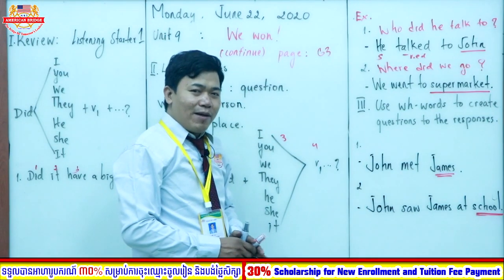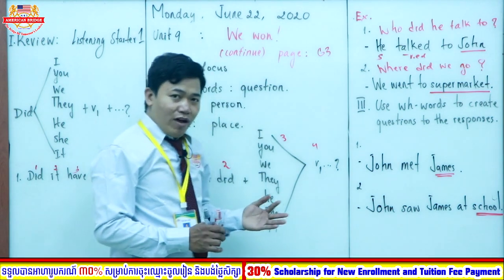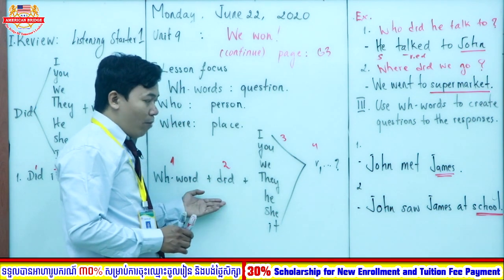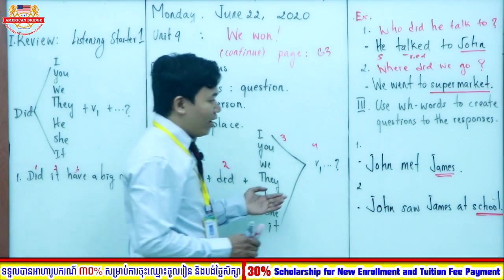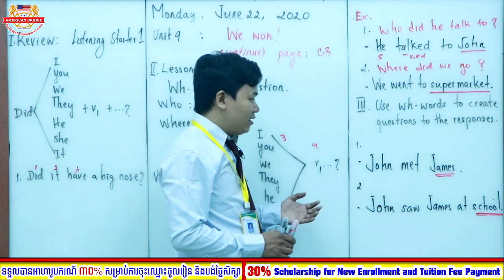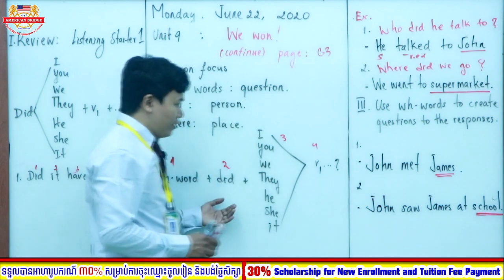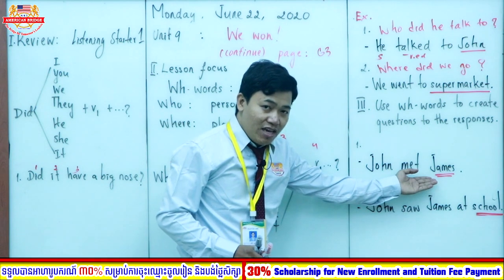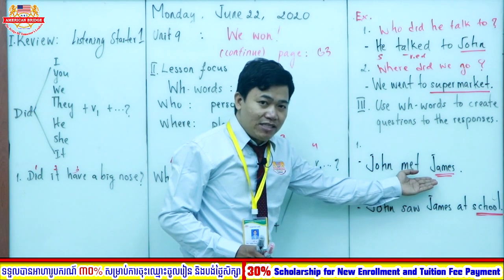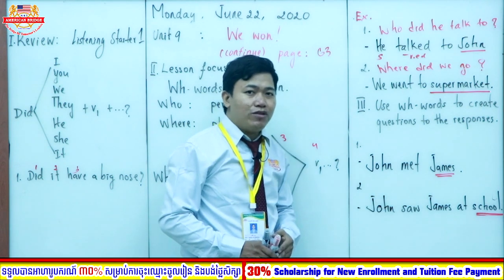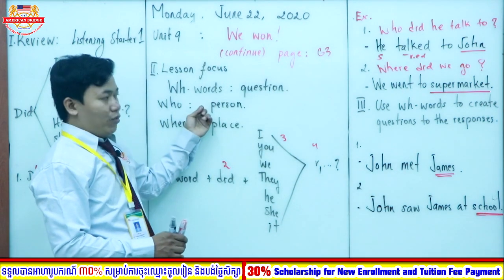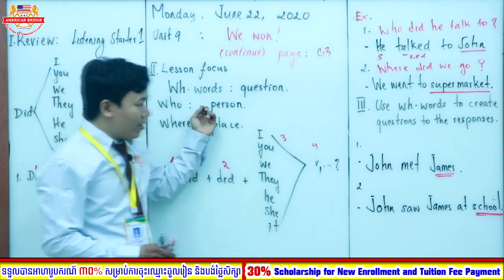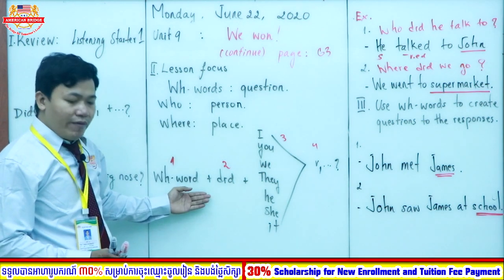Okay, everyone, now we are coming back. So, easy, everyone, we will check the answer together. But when you do this exercise, please take a look at the form and you will be able to do it. So, John met James. James here is a person, right? If it is a person, what WH word will you use? Where or who? Yes, exactly. We use the word who.